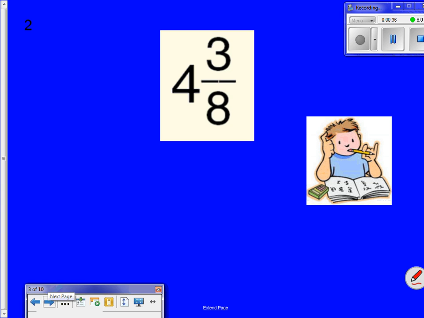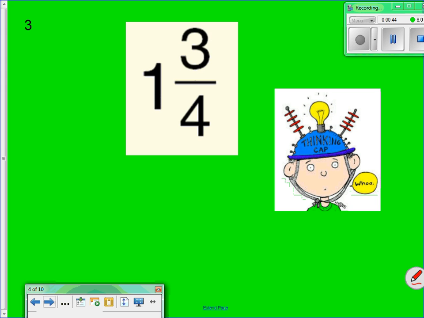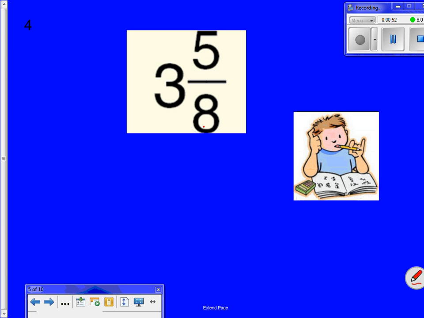Next problem, we're going 8 times 4 is 32, plus a 3 gives me a 35 over 8. Next one, 4 times 1 is 4, plus 3 is 7 over 4. 8 times 3 gives me 24, plus 5 gives me 29 over 8.